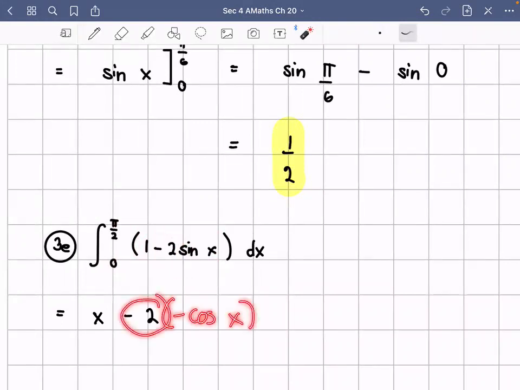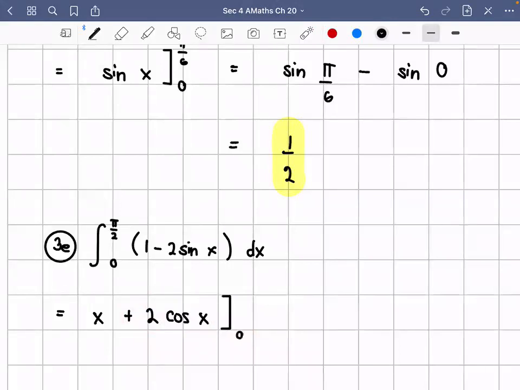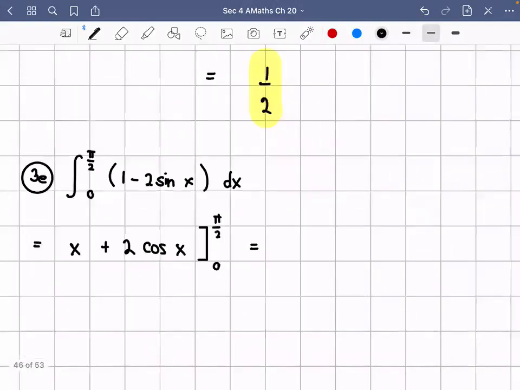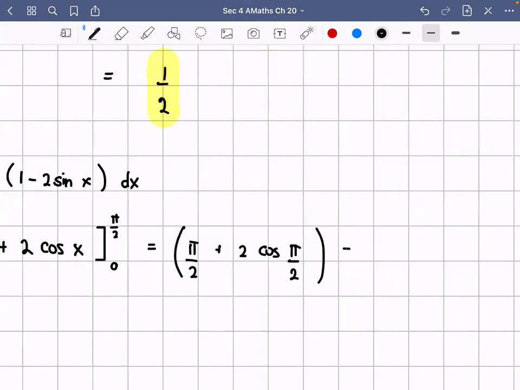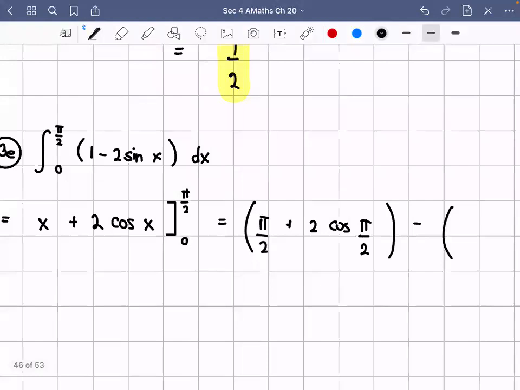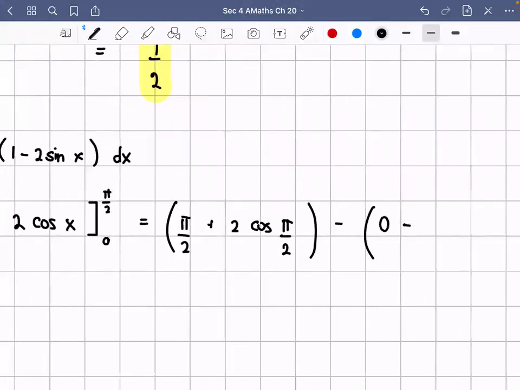So what happens with this? Instead it becomes positive 2 cosine of x. And then we now find for the upper and lower limit from 0 to pi over 2. Writing the equations, we'll have pi over 2 plus 2 cosine of pi over 2. This is your upper limit, minus the lower limit, so it's 0 minus 2 cosine of 0.